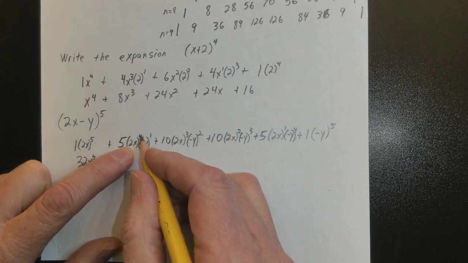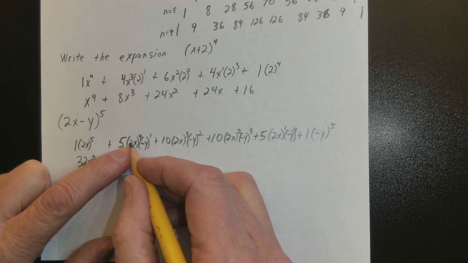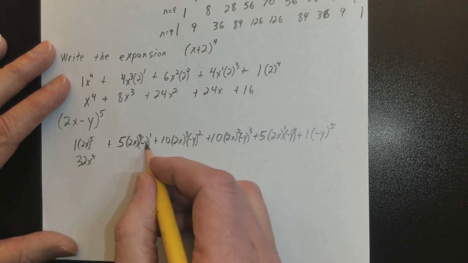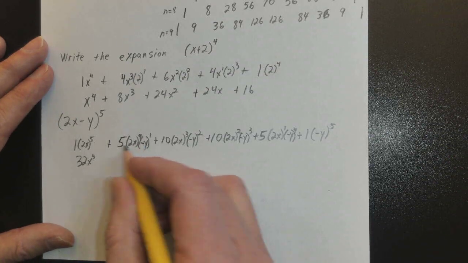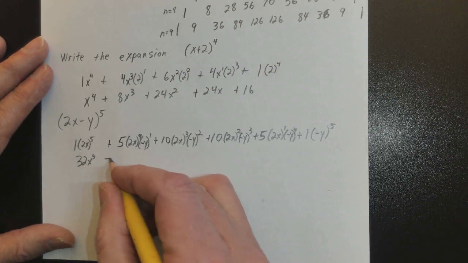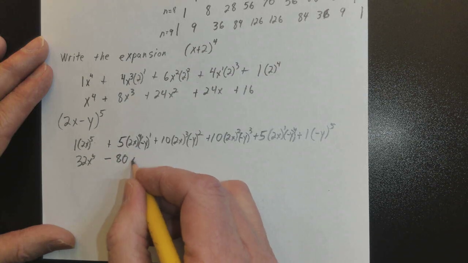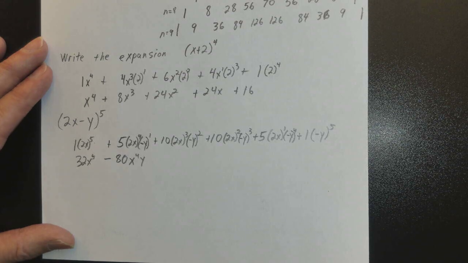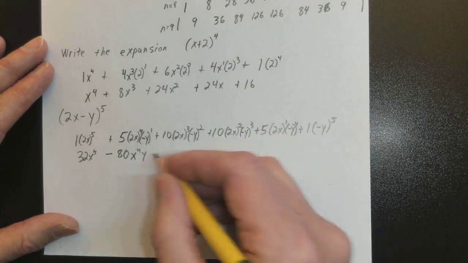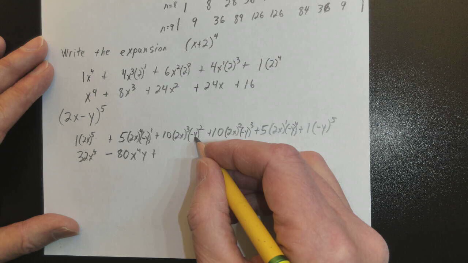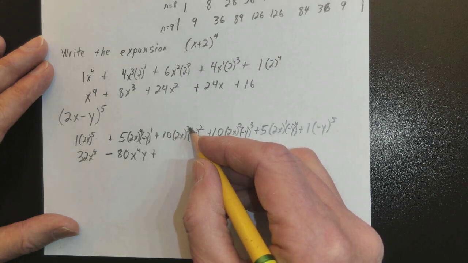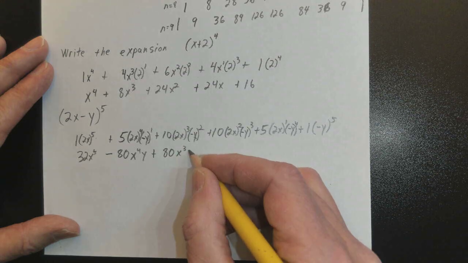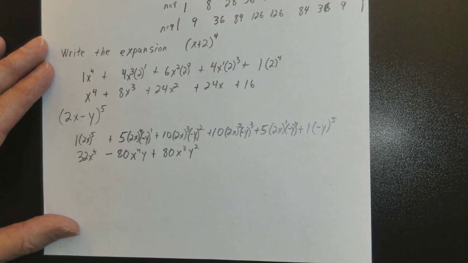You've got to do your exponent first. That is 2 to the 4th, which is 16. 16 times 5 is 80, times negative y, though. So it's minus 80x to the 4th y. Now negative y squared, this one's going to be positive. 2 to the 3rd is 8. 8 times 10 is 80. x to the 3rd, y to the 2nd.